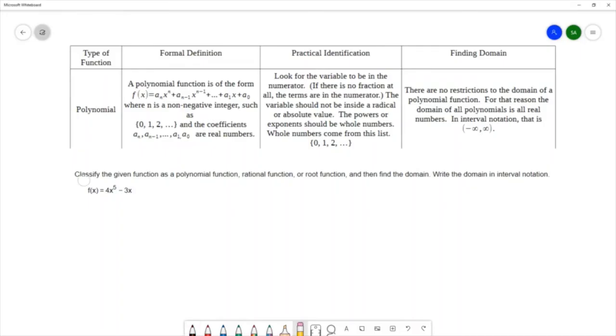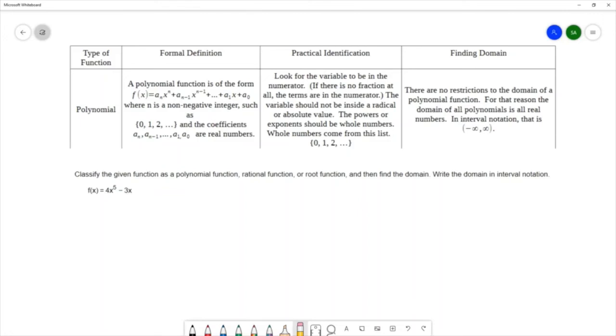This question says, classify the given function as a polynomial function, a rational function, or a root function, and then find the domain. Write the domain in interval notation. Our function is f of x equals 4x to the fifth minus 3x, which is a polynomial function.